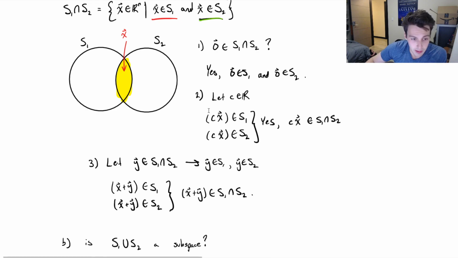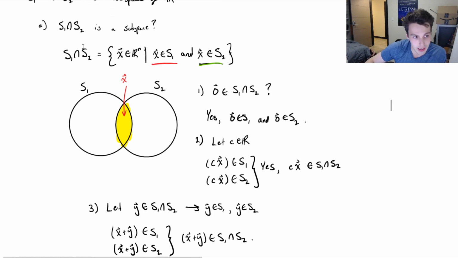We did the same thing. Scalar multiplication, we figured out that it's in both S1 and S2, and then same thing for vector addition. Since it belongs to both of the subspaces in all of these cases, then we know that those three things will be in the intersection as well. So it satisfies all three, meaning it is going to be a subspace. So we can conclude the intersection of S1 and S2 is a subspace of Rn.